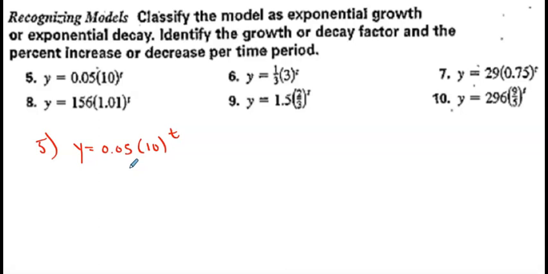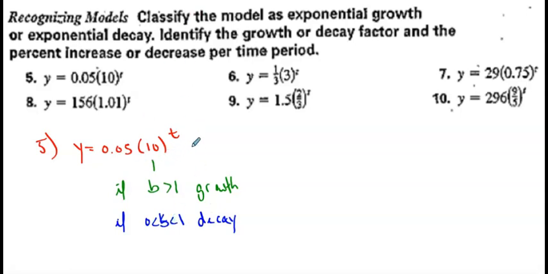Growth or decay depends on your b value. This is your b value. If b is greater than 1, then it's growth. And if b is between 0 and 1, then it's decay. So if it's a decimal between 0 and 1, it's a decay. It has to be between 0 and 1. So we established that this is growth.